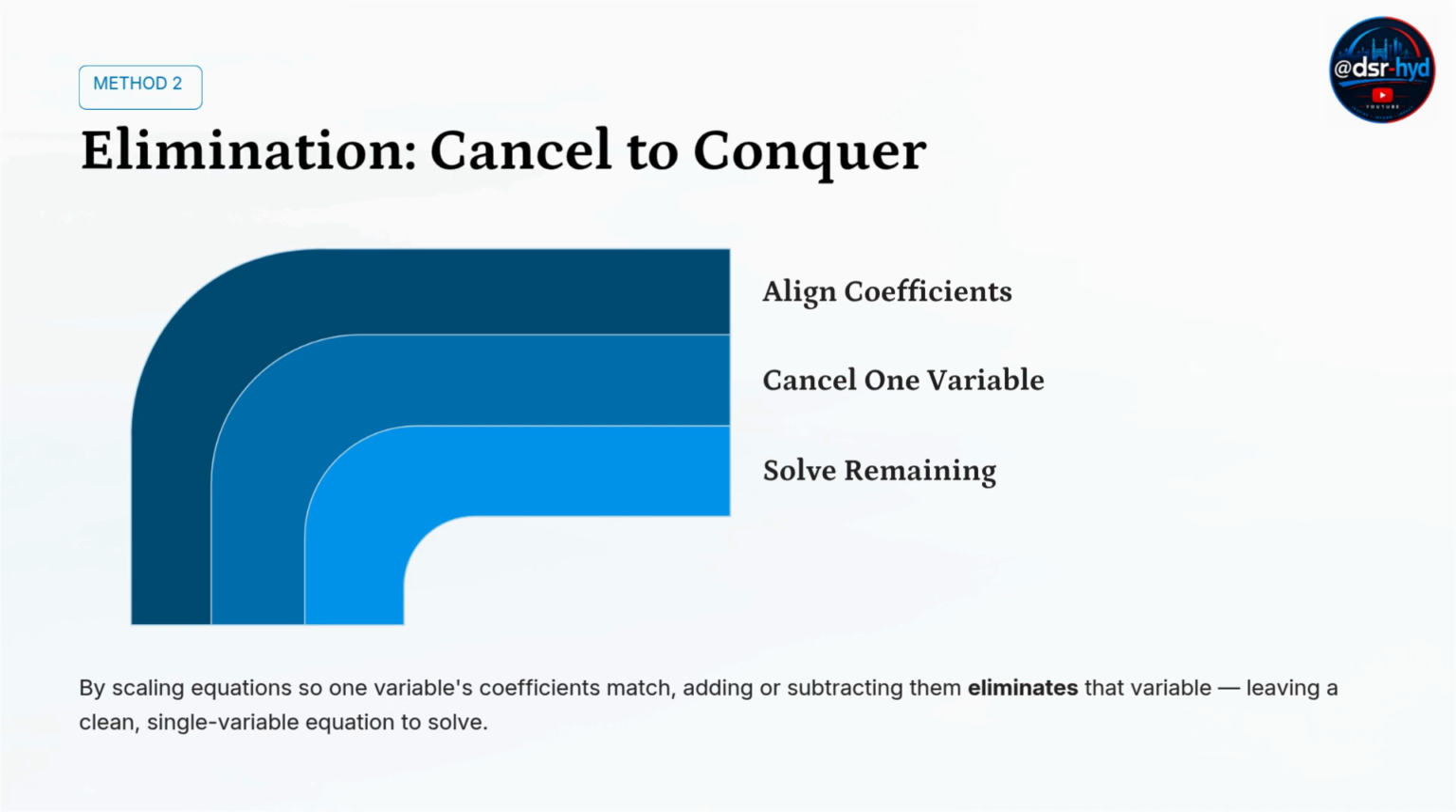Elimination. The second method is the elimination method. Here, we make the coefficients of one variable equal. Then we either add or subtract the equations so that one variable disappears. This leaves a simple equation with only one variable. After finding its value, substitute it into one of the original equations to determine the second variable. This method is often faster when the coefficients can easily be matched.